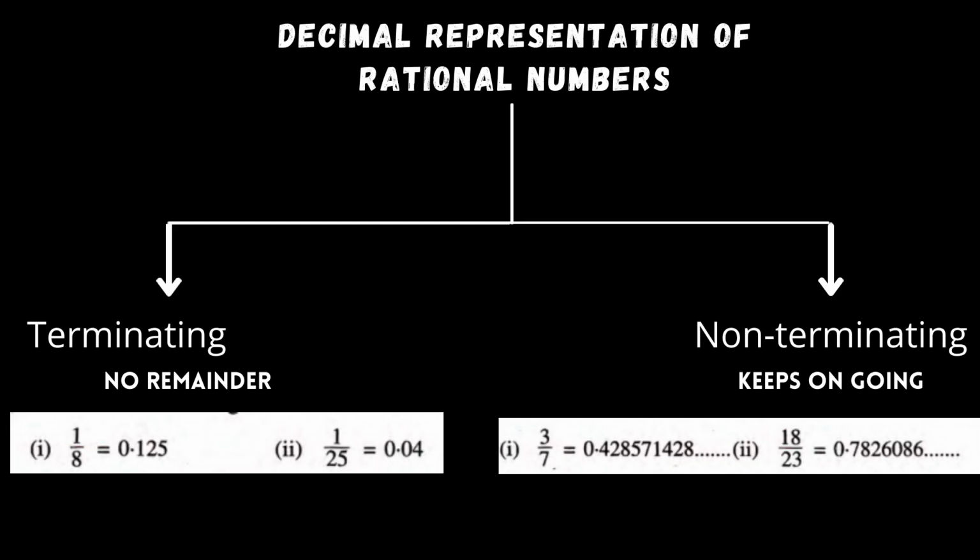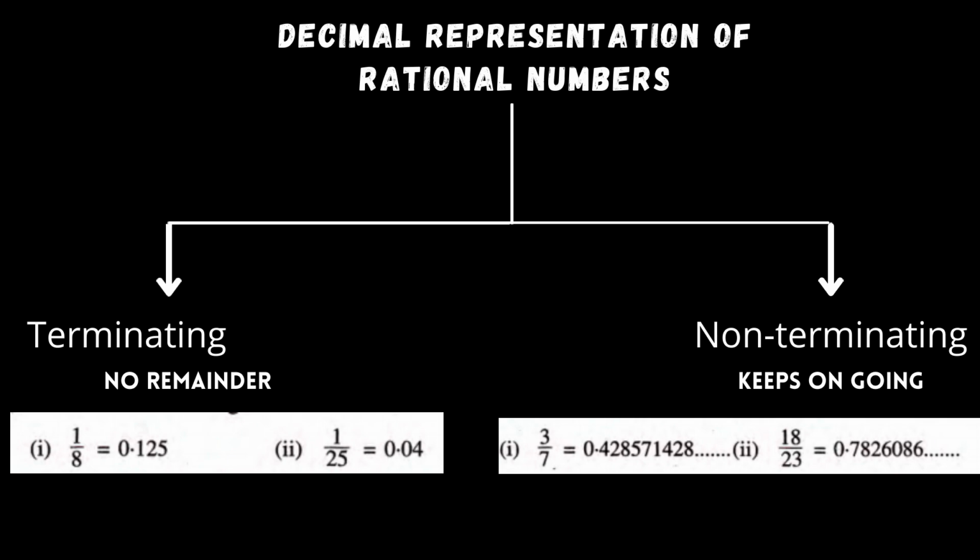Now there's the last part. We're going to learn about the decimal representation of rational numbers. The decimal representation is divided into two parts, as you can see here. One is terminating, the other one is non-terminating. The word itself says terminating actually means stop, or put an end to. So in terminating decimals, there is no remainder. Once you do the division, there wouldn't be any remainder, and therefore that quotient would be known as a terminating decimal. For example, 1 by 8 is equal to 0.125, and it stops. It's not continuing anymore. Therefore, this is a terminating decimal.